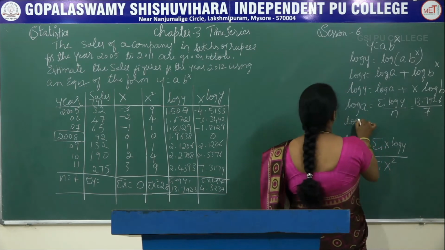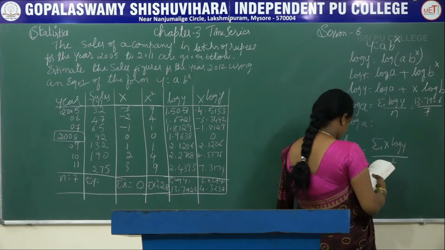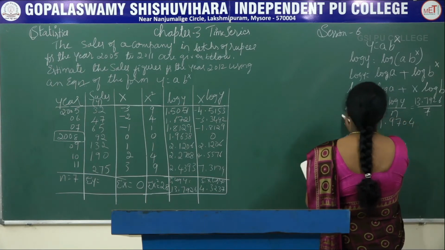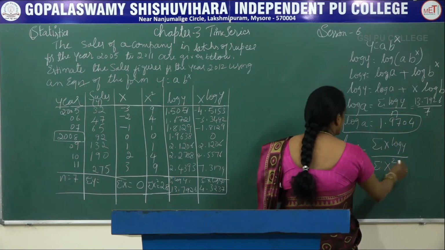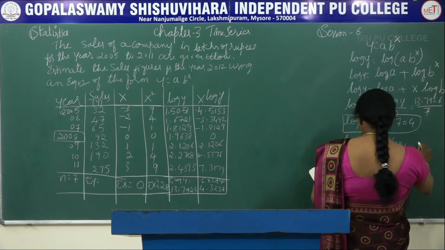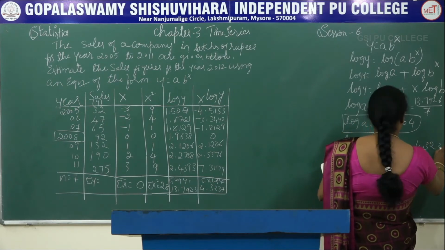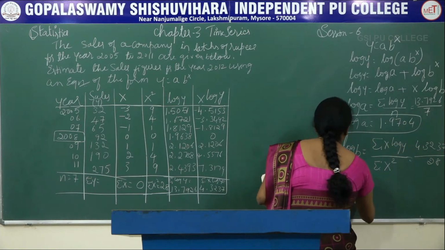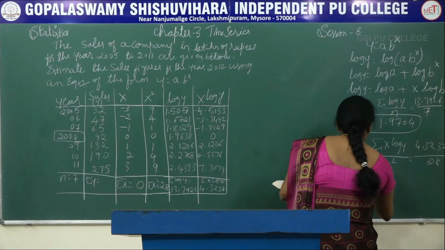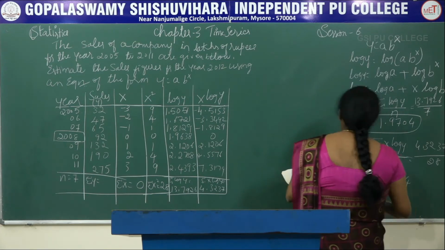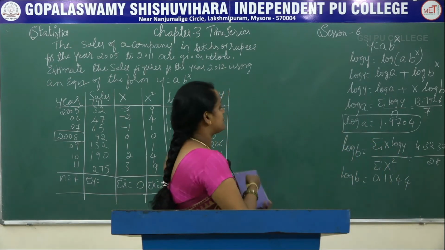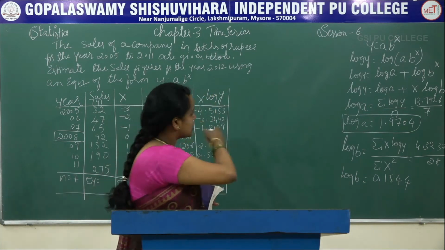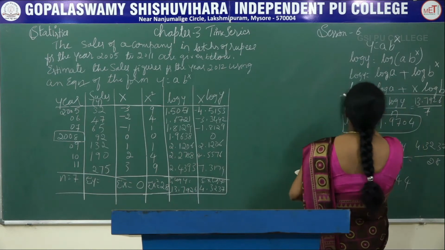So your log A is equal to 1.9704, and here summation x into log y is 4.3237 and summation x square is 28. So your log B value is 0.1544. After finding this, we have to substitute the log A and log B values in the equation.